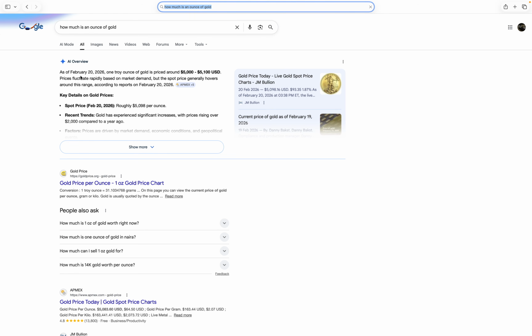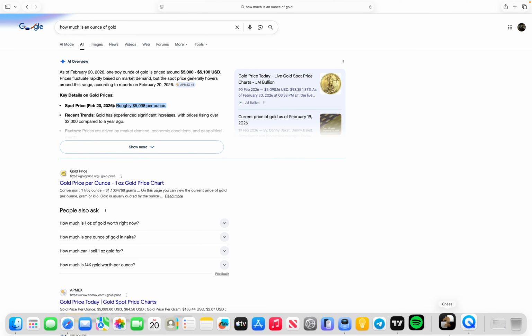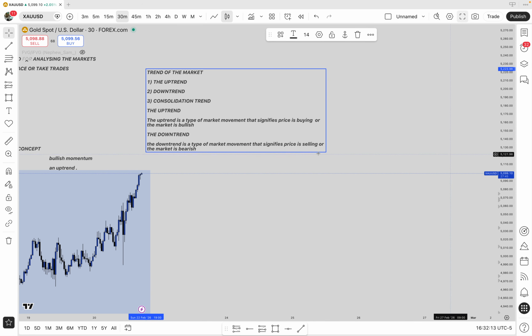Can you see that it says, as of February 20, which is the year 2026, 1 troy ounce of gold is priced around the $5,100 range? Can you see that? So you can see that it says here roughly $5,098 per ounce. And if we take a look at the chart, what is it saying here at this current price?